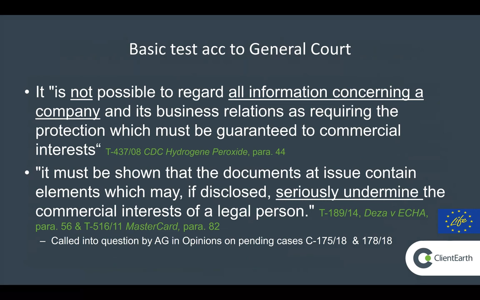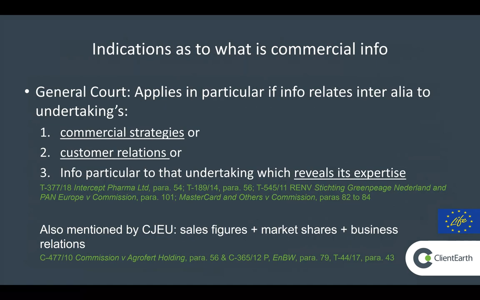So that's very important that there's a bit of this heightened threshold, and we come back to that because there's now an advocate general opinion that is calling this into question, and I will go through that one in some detail in the end. Further indication from the court as to what is commercial information, general court has kind of consistently held, includes commercial strategies, information on its customer relations, information that reveals its expertise. And then there's some added statements from both the Court of Justice and General Court relating to sales figures, market shares, business relations. So this is kind of the area that we're talking about when we talk about industrial commercial information.